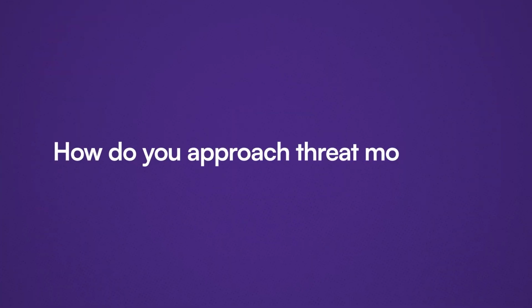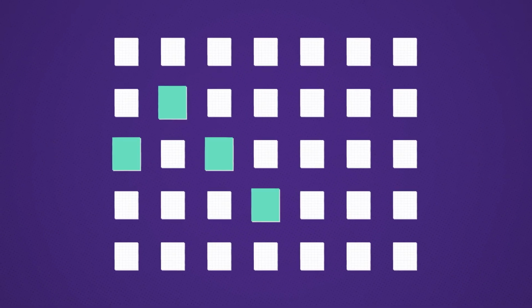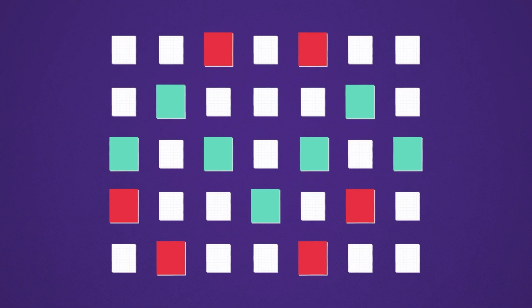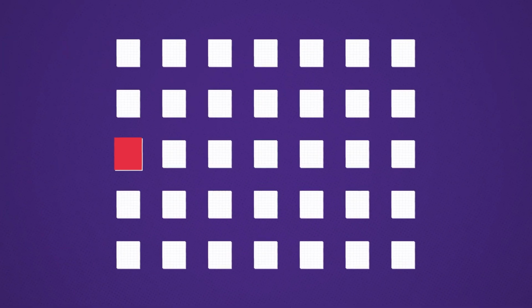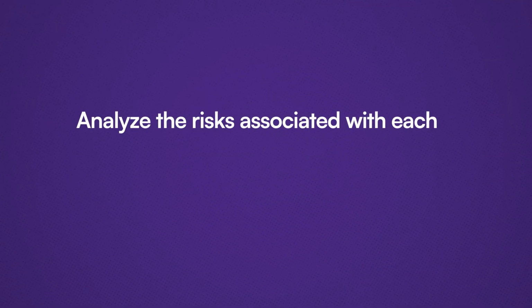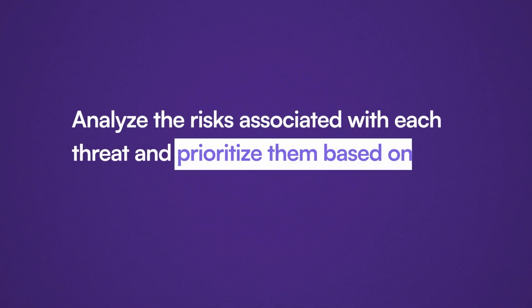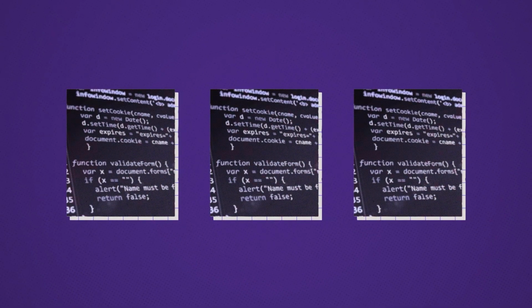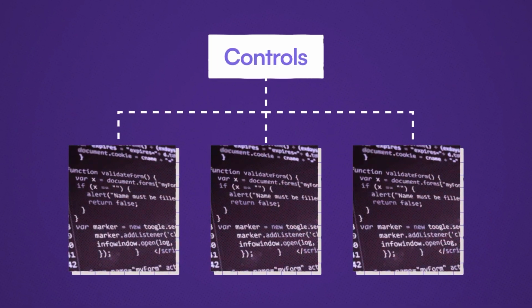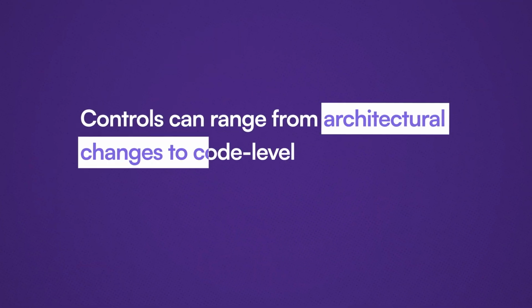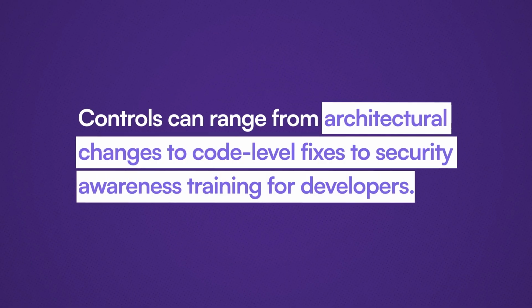How do you approach threat modeling? Start by identifying the protected assets, such as data or functionality, and potential attackers who might target them. Next, identify potential threats and attack vectors, such as injection or denial of service attacks. Analyze the risks associated with each threat and prioritize them based on their likelihood and impact. Once risks have been prioritized, identify and implement controls to mitigate risks. Controls can range from architectural changes to code-level fixes to security awareness training for developers.